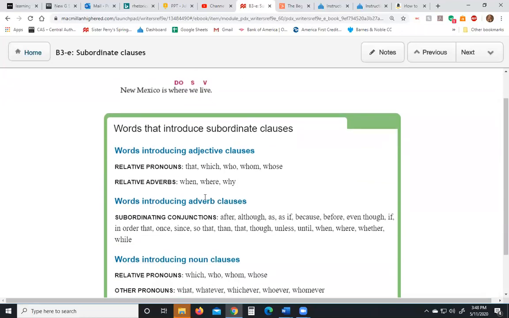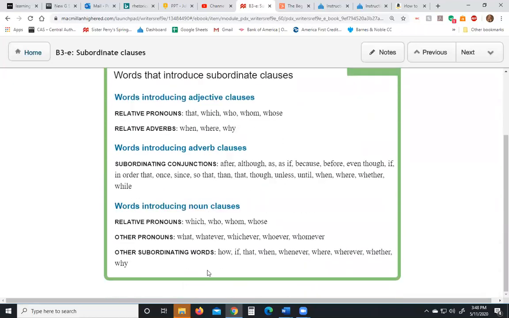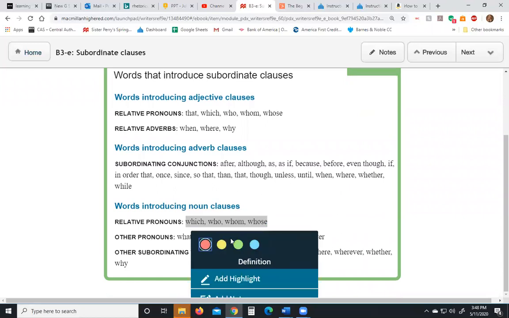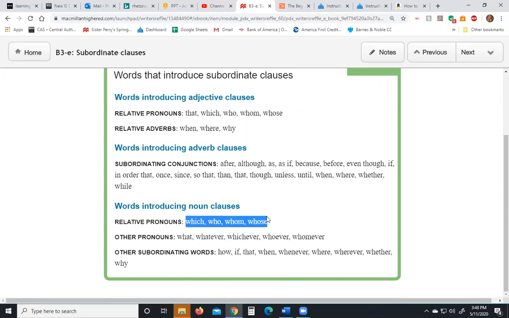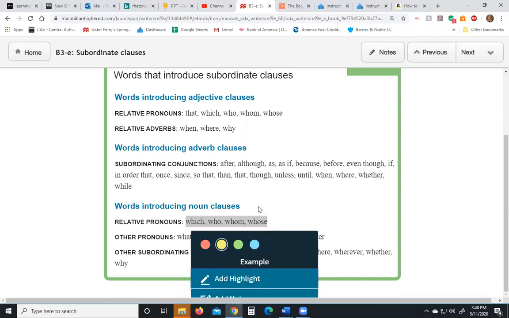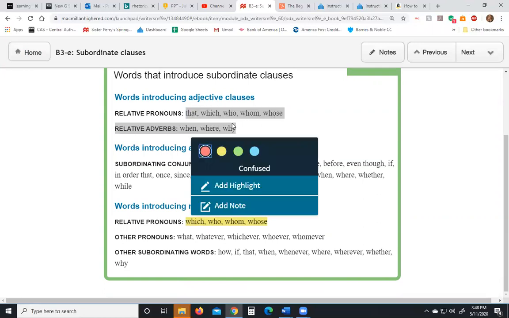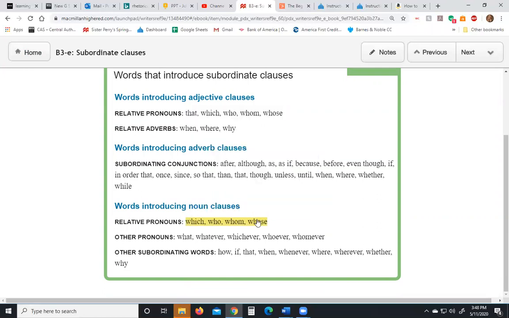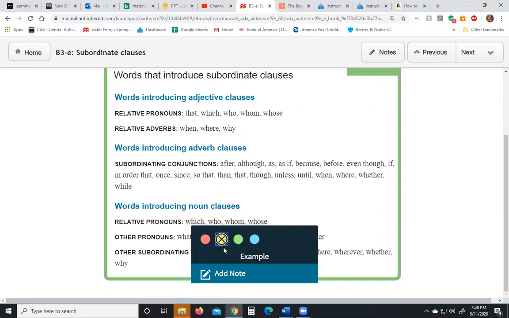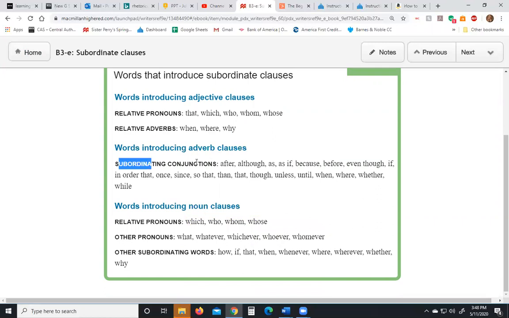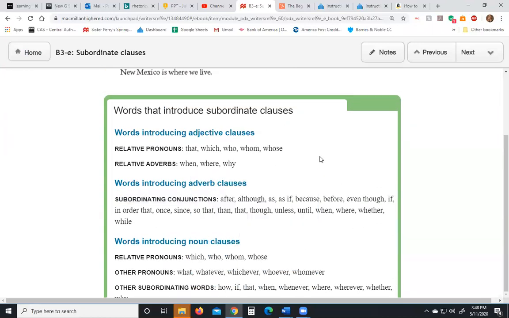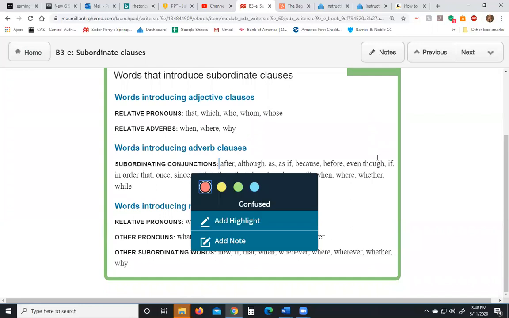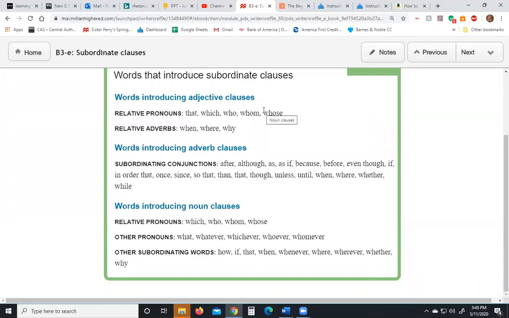Okay, and then here's that list. There's the adjective clauses. There are the noun clauses. Relative pronouns, remember, often will make it so that you can't change them. You can't pull them out and have the sentence still make sense. Okay, so subordinating conjunctions in adverb clauses is the one we're concerned about. This is the entire list right here. After, although, as if, because, before, even though, if, in order that, once, since, so that, then, that, though, unless, until, when, where, whether, while.